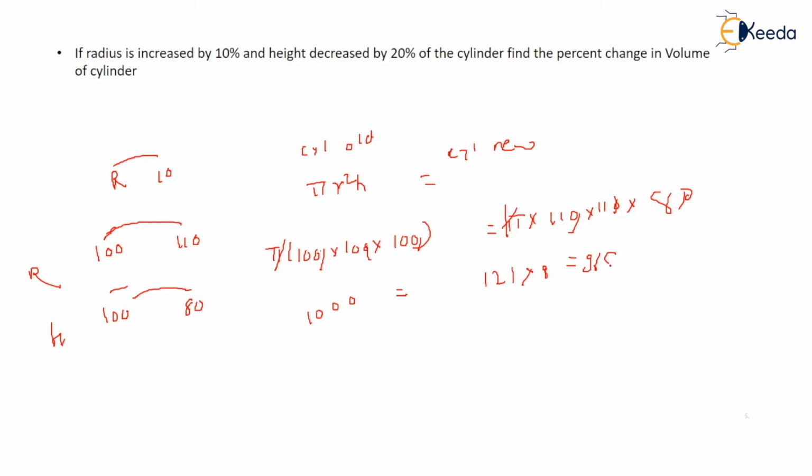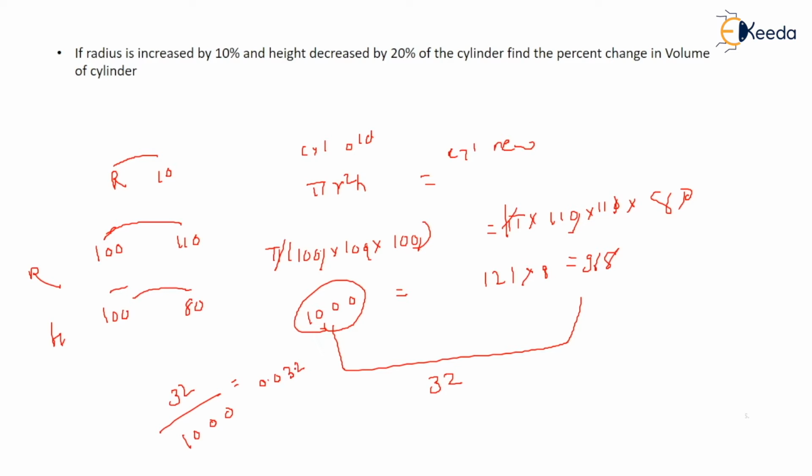So how much is the change? Change is of 32, right? And on what number did it change? On 1000 it changed. So 32 divided by 1000. This is equivalent to what? You can find out 32 divided by 1000. This is 0.032. Now you have to make it into percentage, so you will multiply it by 100. So after multiplying it by 100, this comes out to be 3.2%. So the change is 3.2%.